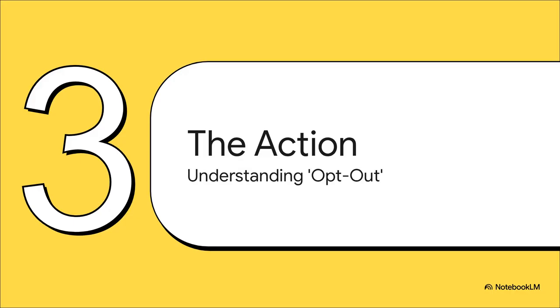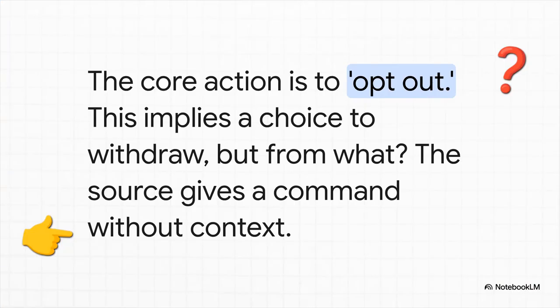Okay, so the what is super vague. What about the do? Let's look at the action it's telling us to take. What does opt out actually mean in this context? So this is the verb, right? The main command, opt out. It sounds like we have a choice, like we're deciding to leave something or withdraw from something. But that just begs the next question, doesn't it?